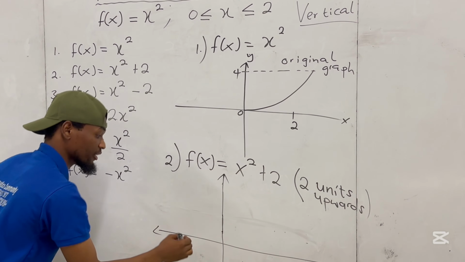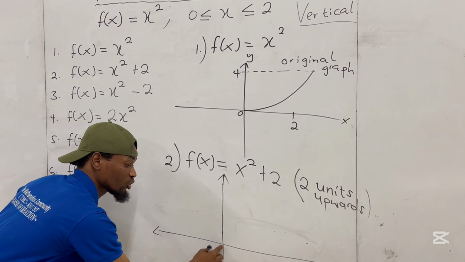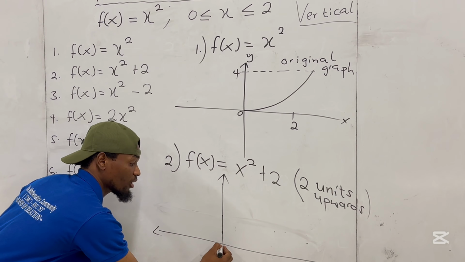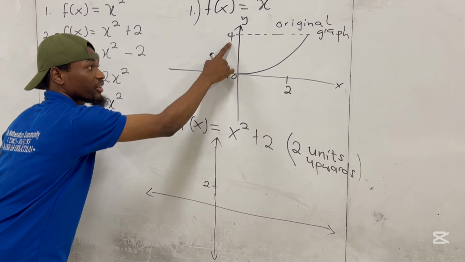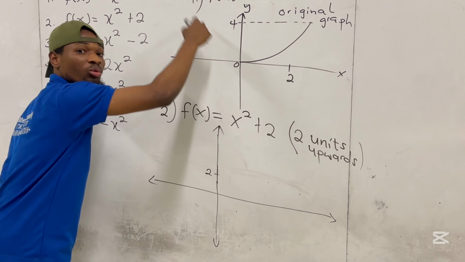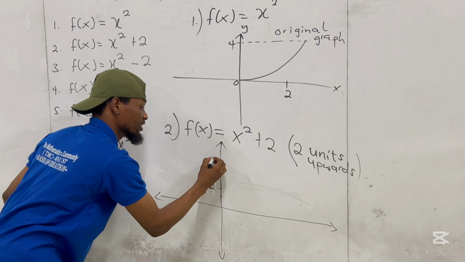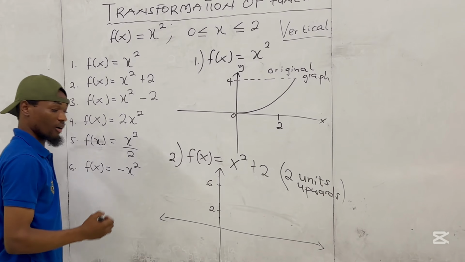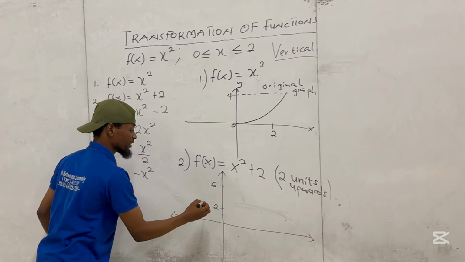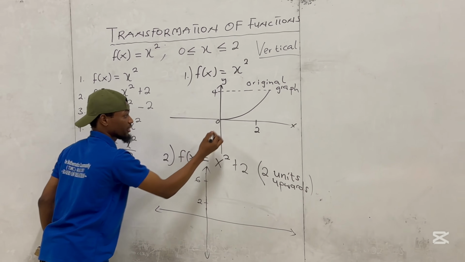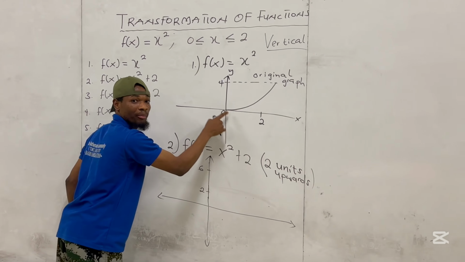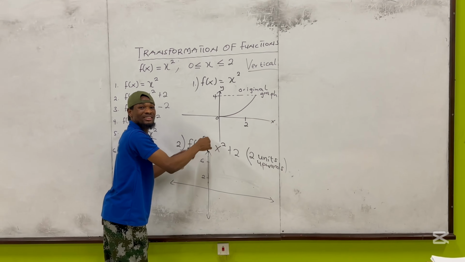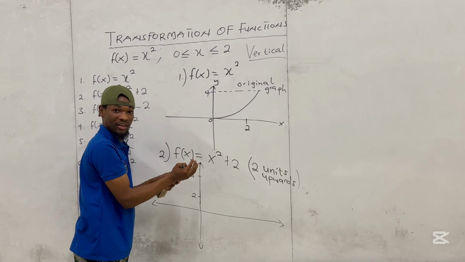So I'll just do the same. If this is 0, from 0, I'll move to 2. So here, let's say 2. Then here is 4, okay? So from 4, you move to 6. So something of this nature. 6. Alright? Then the graph, I will not start from the origin again because it has been shifted.